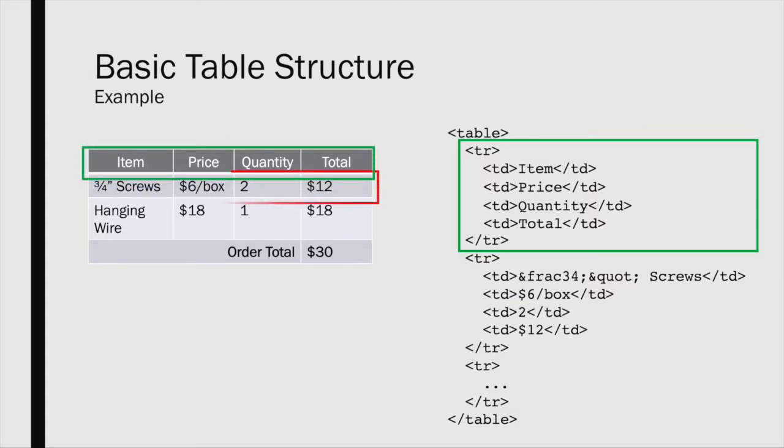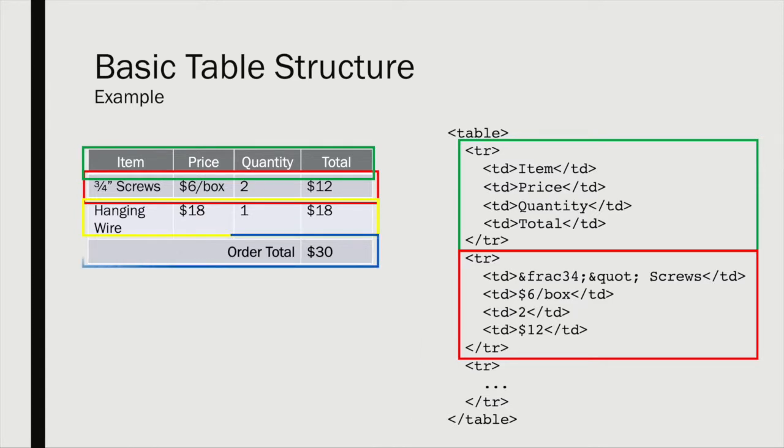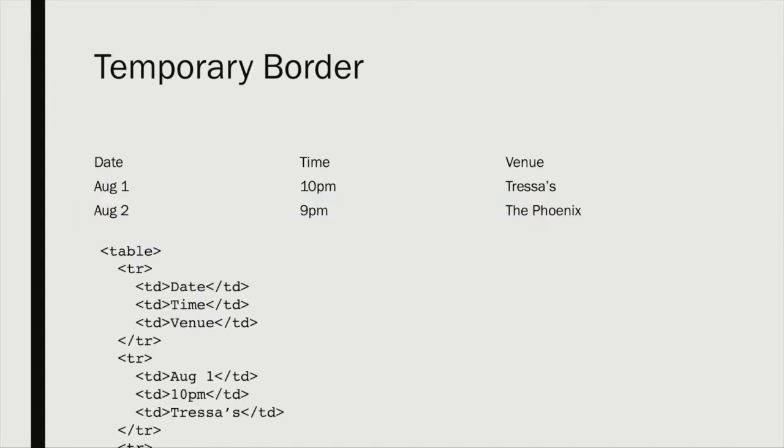We have the second table row right here. And then again, the pattern continues with that one and then the last one. We'll get to that one in just a minute. Now, when you're dealing with HTML tables, one thing you may want to do is add a temporary border.